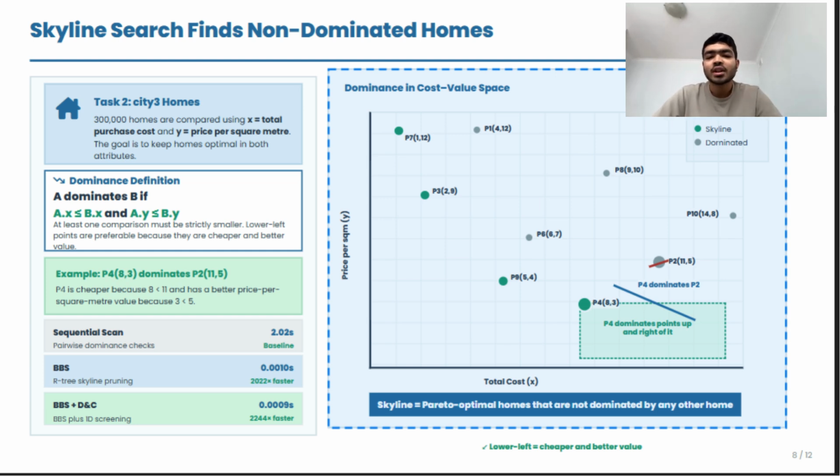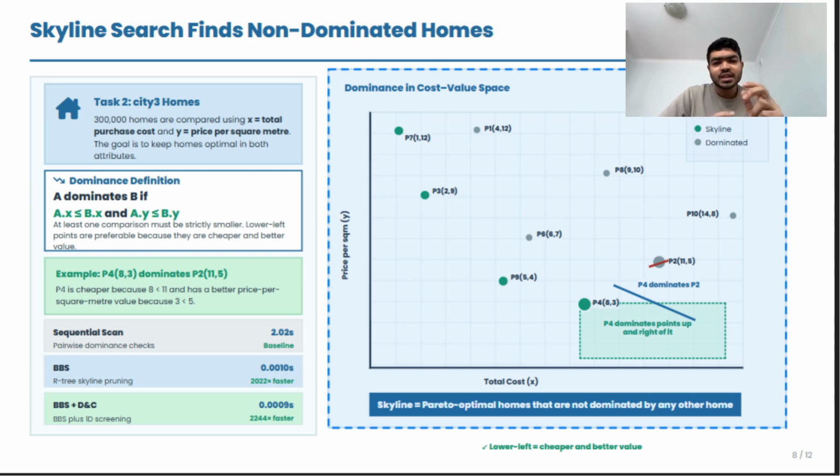On the scatter plot on the right, you can see the skyline homes in green sitting towards the bottom left corner and the dominated homes in gray scattered further up towards the right. The bottom left is always better because it means cheaper cost and better value at the same time. The arrow on the plot shows P4 at the coordinates 8, 3 dominating P2 at the coordinates 11, 5 because 8 is less than 11 and 3 is less than 5.